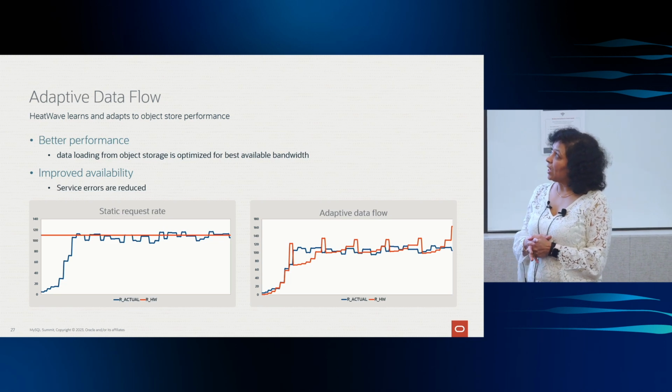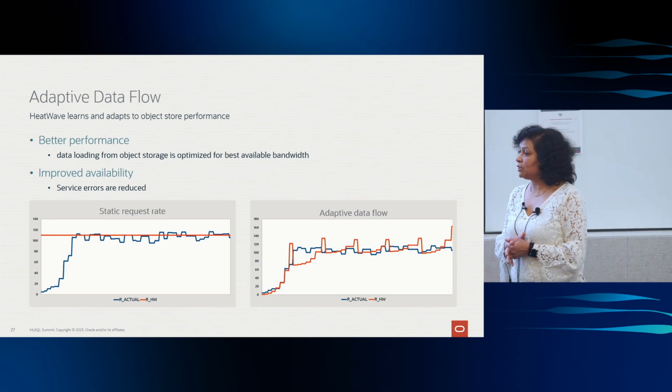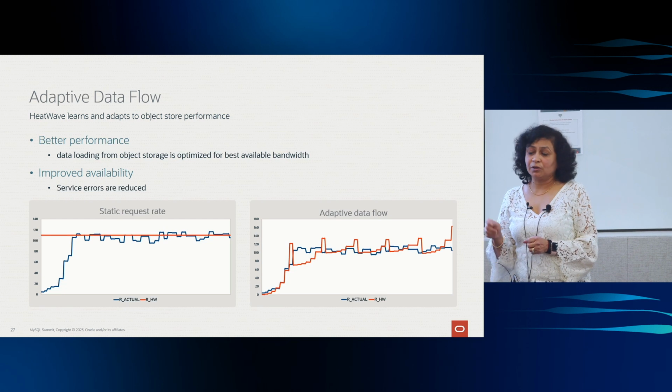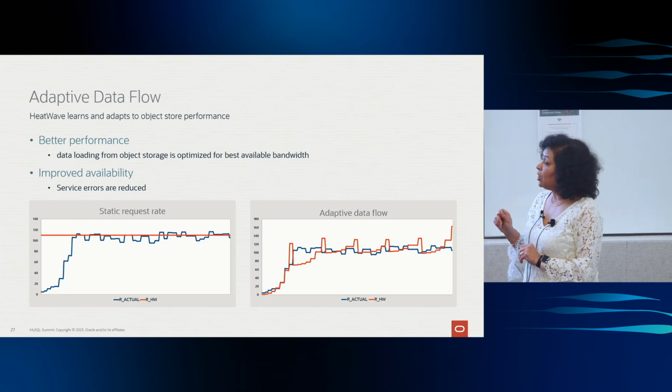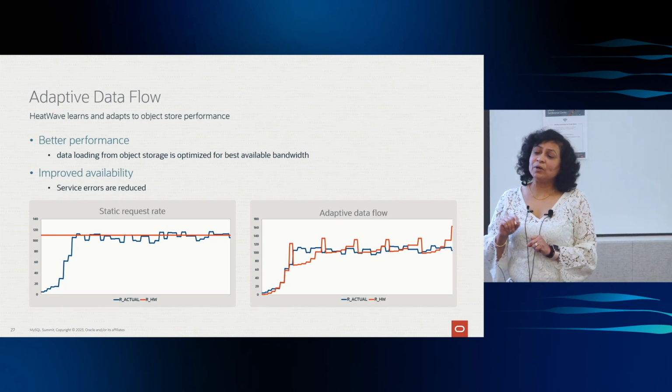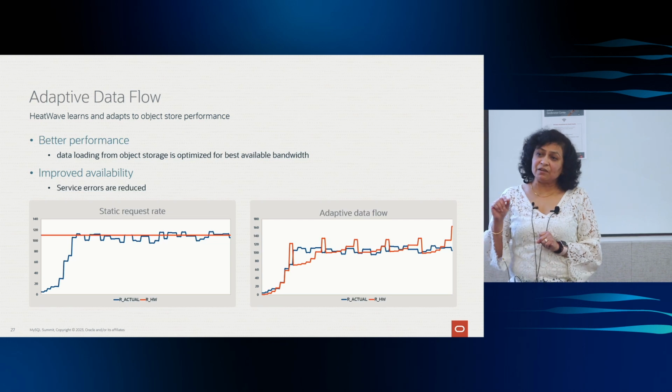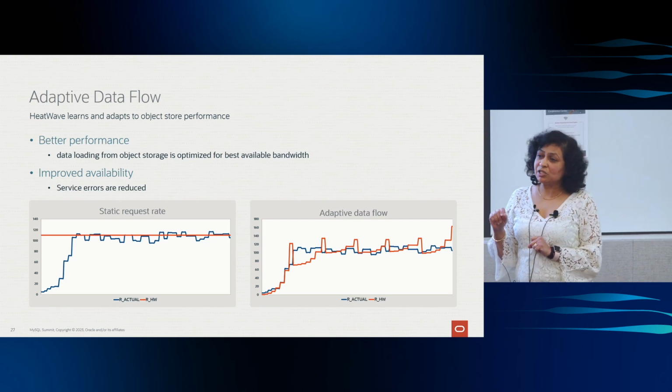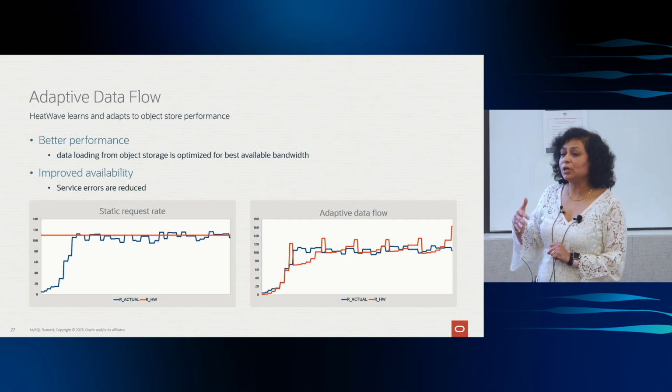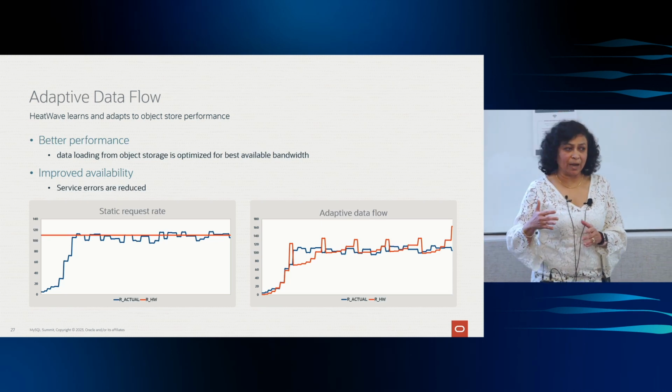So what we do as part of our adaptive data flow is we monitor the RPS and bandwidth of the bucket and how it is being utilized. And if we see that we are exceeding the limits or nearing the limits, then we slow down the reads and writes automatically.